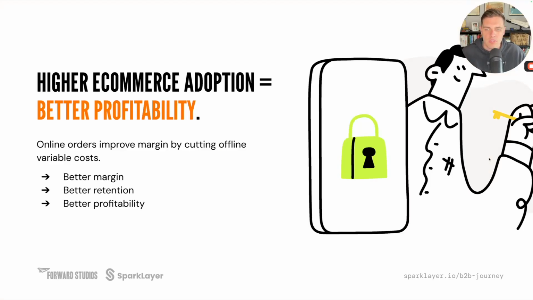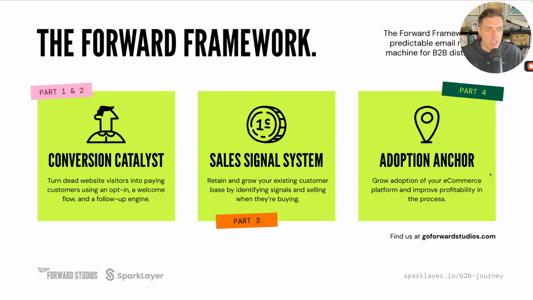Okay, ultimately what it comes down to is that higher e-commerce adoption equals better profitability. Online orders improve margin by cutting offline variable costs. Better margin, better retention, and better profitability. You absolutely need a great sales team. You absolutely need a great customer service team. You absolutely need an operations team. You absolutely need a marketing team. But all of those folks need to be working together to improve adoption, because increased adoption is going to lead to better profitability.